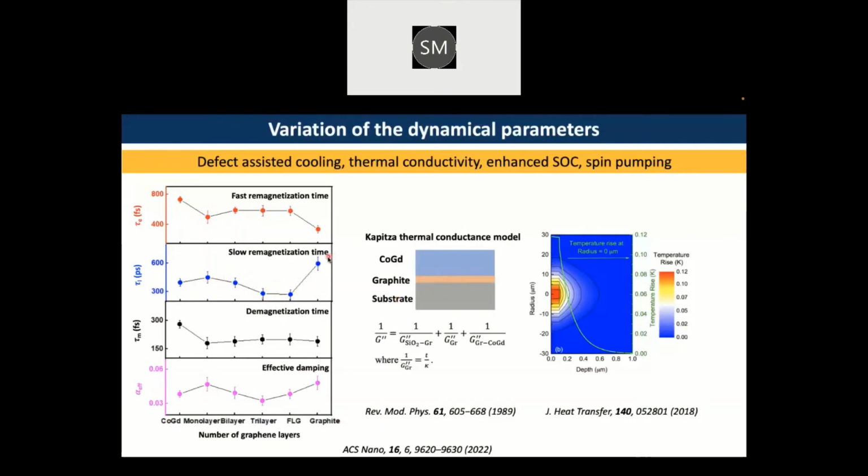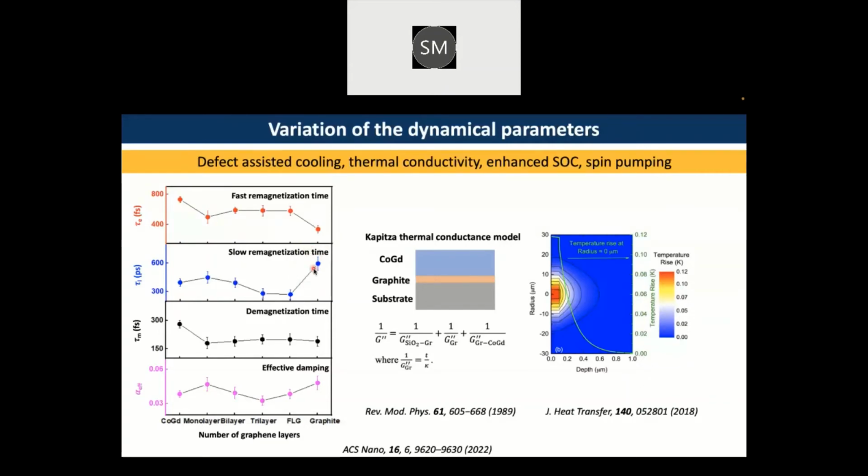However, in case of graphite, what we suspect is due to its bulk, volume, and also the non-uniform heat distribution in the region, the C-axis conductivity is playing a huge role, and this is very low in comparison to the in-plane conductivity of graphene. It is thermal conductivity. Because of that, the remagnetization time is also getting slower.